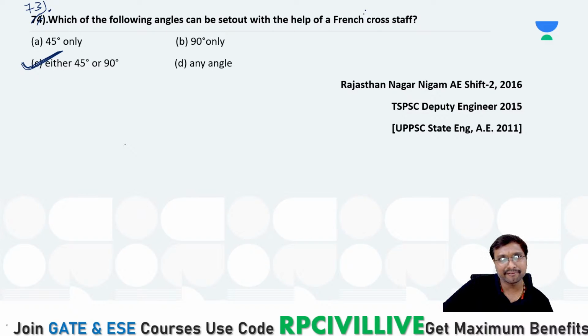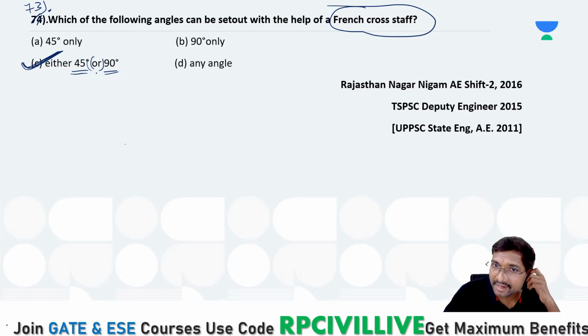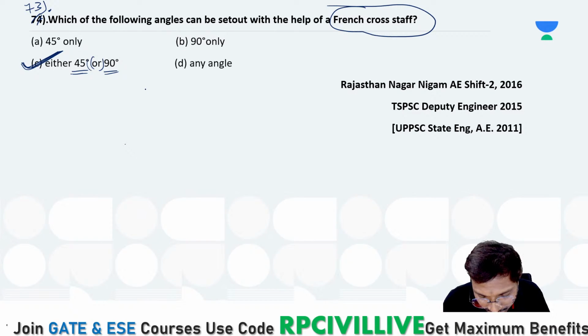We are having this French cross staff, right? Now by means of this French cross staff, either we can make it 45 degree or 90 degree only, right? There is no other answer possible, you can say. Now, shall I move to the next question?